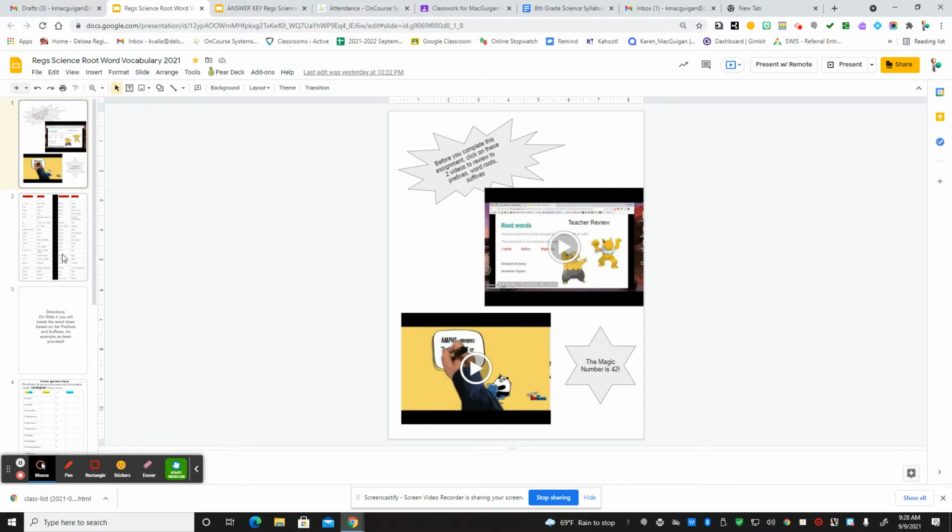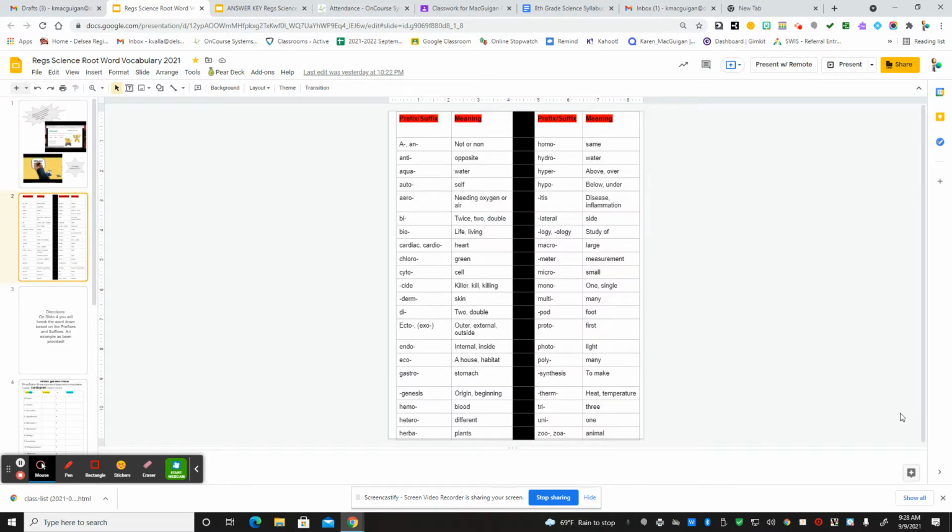So if you look here, the magic number for you guys is going to be 42. This is two columns right here. The first column is a prefix and suffix, and then next to it would be the meaning. So the meaning of a or an is not or non. And you go down the list. Anti means opposite. Aqua means water. Auto means self. Aero means needing air or oxygen. So you can go through and look at these words, hopefully.